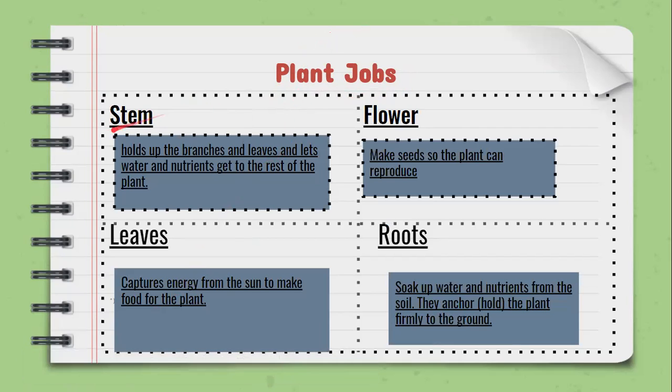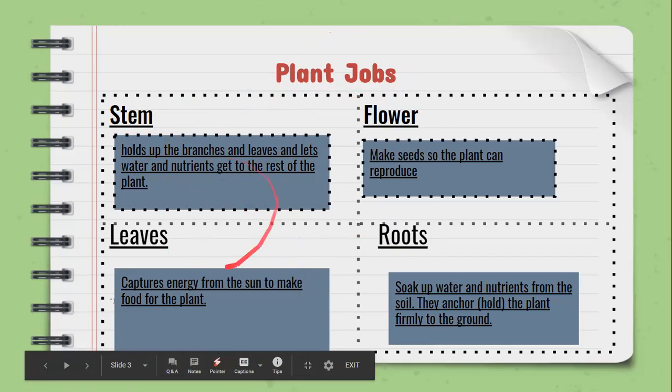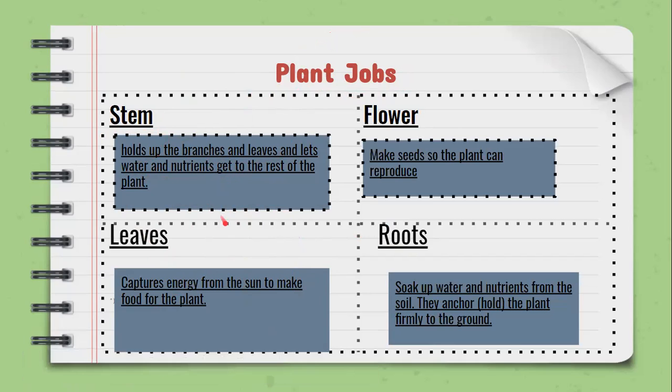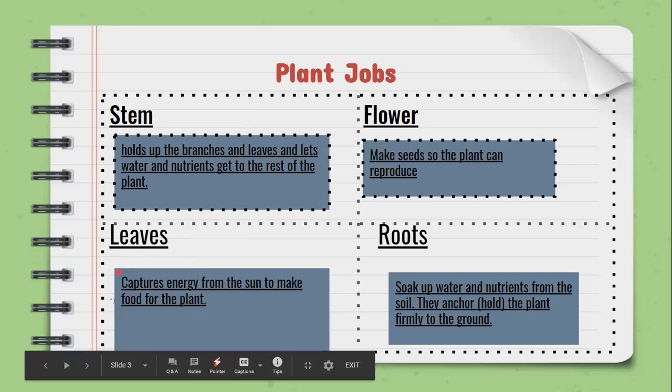Plant jobs. The stem holds up the plants, holds up the branches and leaves, and lets water and nutrients get to the rest of the plant. So the nutrients and water will go through the roots and then to the stem. The stem will let the water and nutrients get to the rest of the plant, that means to the flower, to the leaves and the branches.